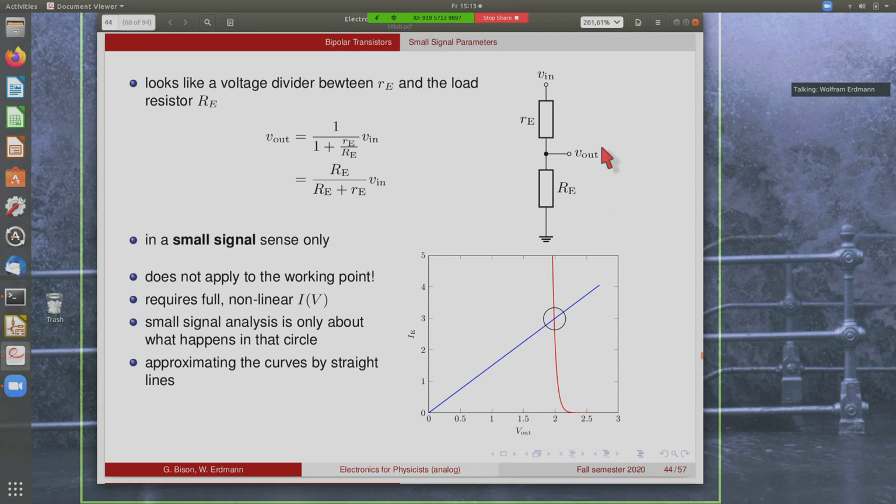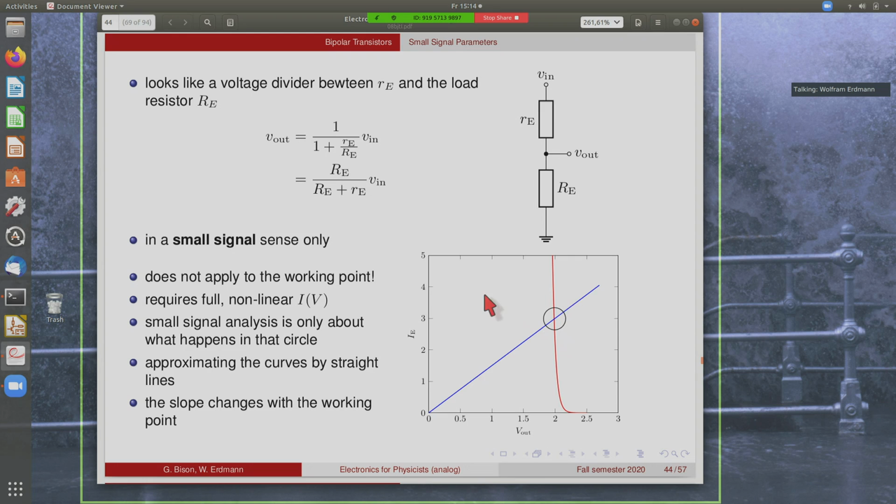Then you can replace the whole transistor with a simple resistor between the input voltage and the emitter, and the value of this is this RE, which is the collective divided by the GM. So in the circle, we approximate these nonlinear curves simply by straight lines, and then to find this change itself, we don't really need to know where we are. We only need the slopes.